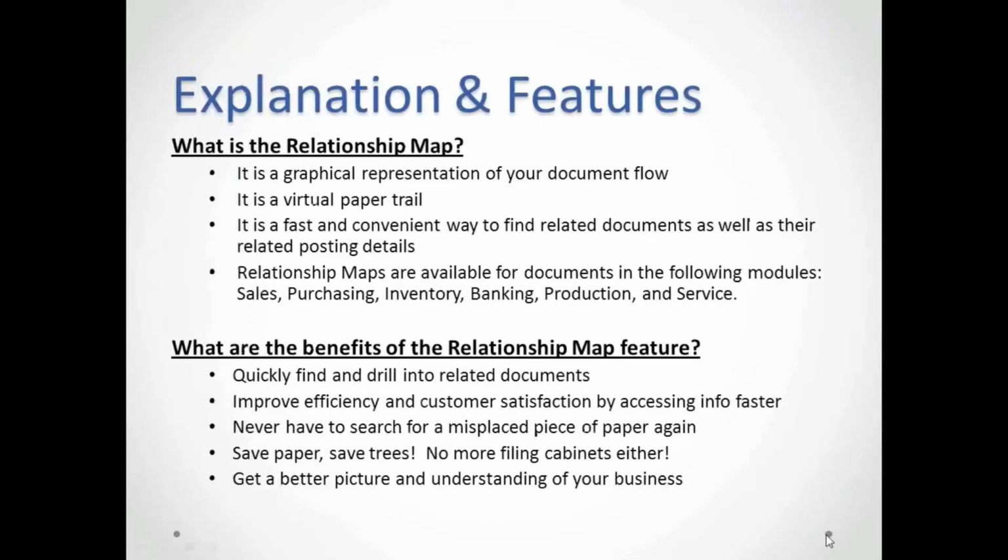Okay, so again, the Relationship Map is a graphical representation of your document flow. It's a virtual paper trail, a fast, convenient way to find related documents as well as related postings. The relationship maps are available for sales, purchasing, inventory, banking, production, and service documents. And again, we'll just reiterate the benefits. You can quickly find and drill into related documents. You can improve efficiency and customer satisfaction by accessing their information faster. You'll never have to search for a piece of paper again. And again, we can save trees and filing cabinets and get a better picture and understanding of your business.